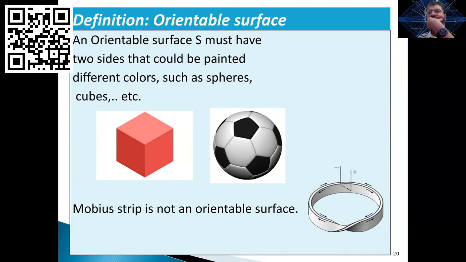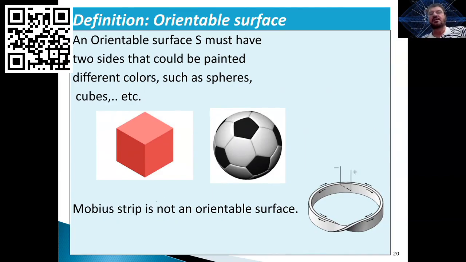With blue. Look at this football. From the outside, it's black and white, but for the inside, I can make it yellow. So if you can paint the outside with a color completely different from the inside, then this is called an orientable surface. If I take the inside out, it's going to be a completely different surface, isn't it?